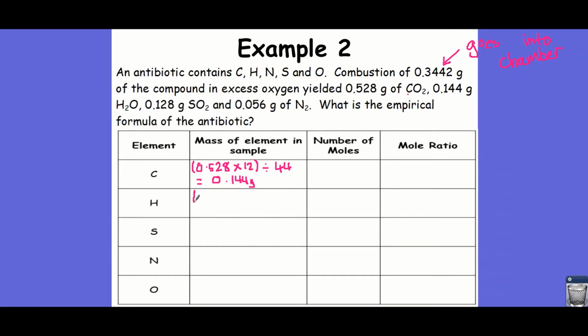We'll do that for hydrogen as well. So you have 0.144 grams of water produced. We're then going to multiply that not by 1 but by 2, because there are 2 hydrogens in the formula of water, and that's the only one this applies to. And then divide by 18, as that's the gram formula mass of water, and your answer is 0.016 grams. And I'm just going to fill that in for the other 3 now.